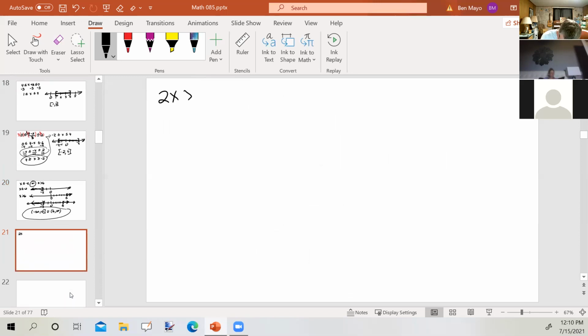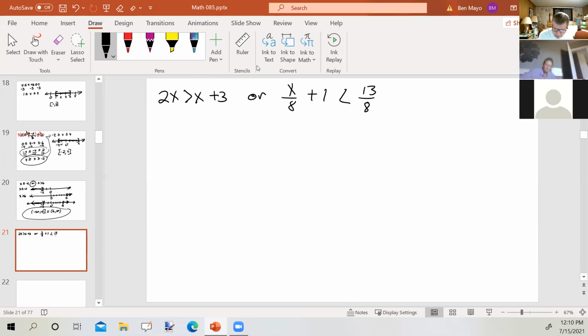2x greater than x plus 3, or x over 8 plus 1 less than 13/8. All right, so first thing I want to do is solve each separate inequality for x with x on the left side of the inequality. So the first one, I'm going to subtract x from both sides, and I get x greater than 3.